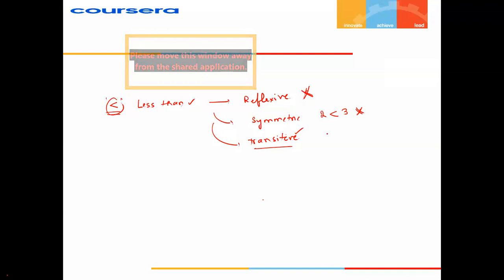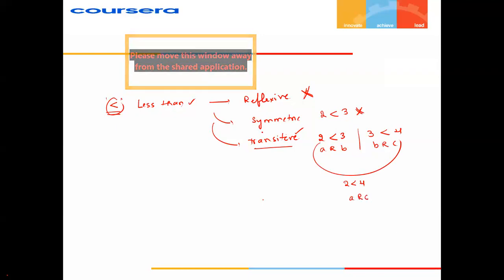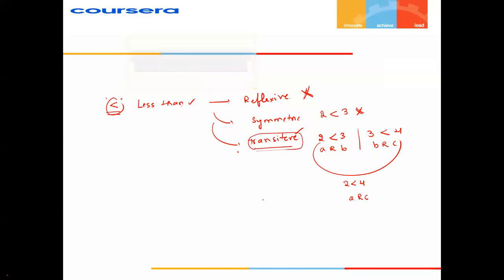What about transitive? Is it yes or no? Good, we can understand. Now we know 2 is less than 3, that is A is related to B. Next, B with C, that is 3 is less than 4. And we know 2 is less than 4, right? That means A is in relation with C. That means this is transitive.